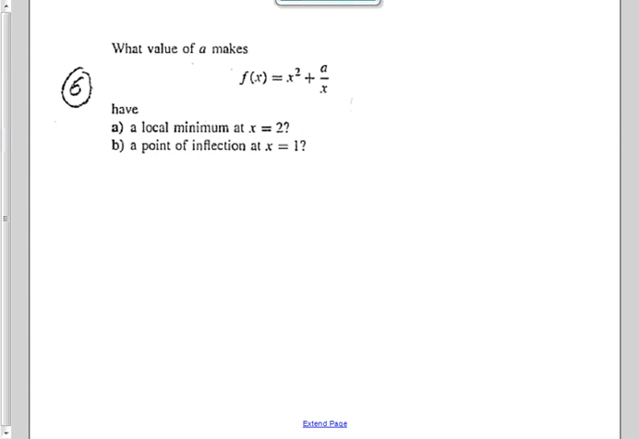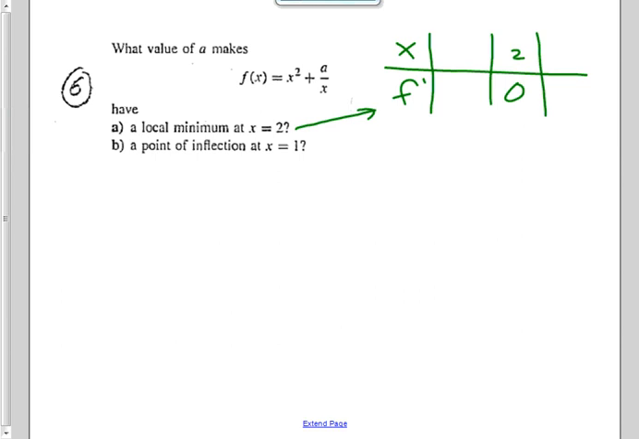All right, last question here. It says, what value of a makes the following true? So first it says that makes the function have a local minimum at x equals 2. So for it to have a local minimum at x equals 2, that means that the derivative at 2 would be 0, and for x less than 2, it's going to be negative, and for x greater than 2, it's going to be positive, so that we get a shape that looks like that.